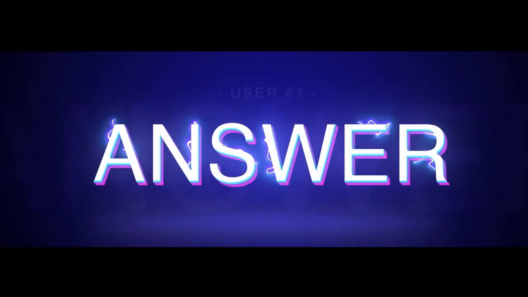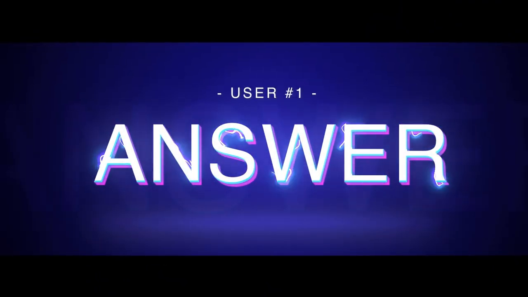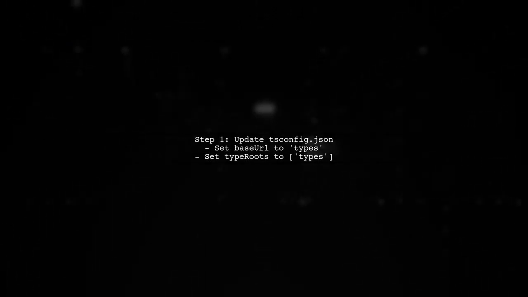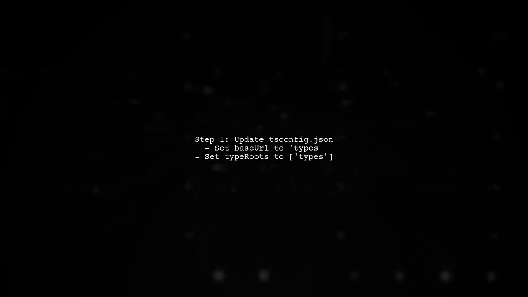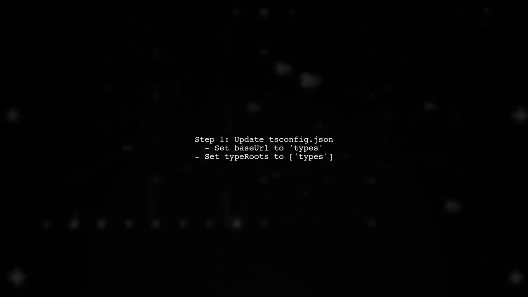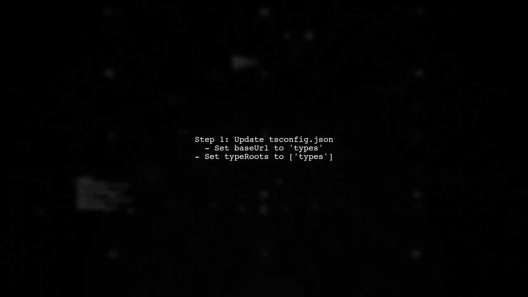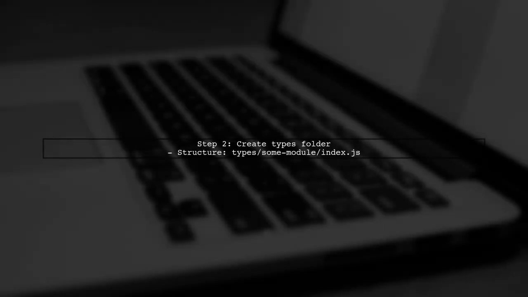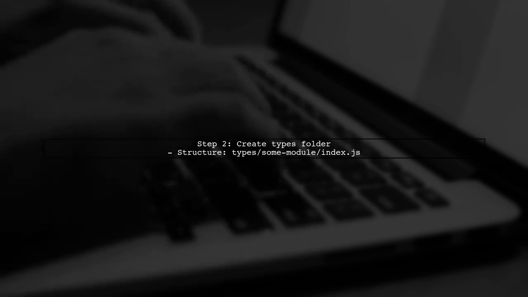Let's now look at a user-suggested answer. To declare third-party modules in TypeScript, start by updating your tsconfig.json file. Set the base URL and type roots to point to a types directory. Next, create a folder named types in your project root.